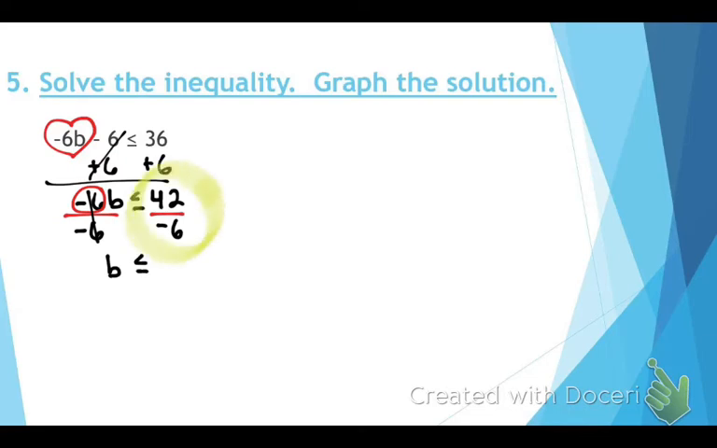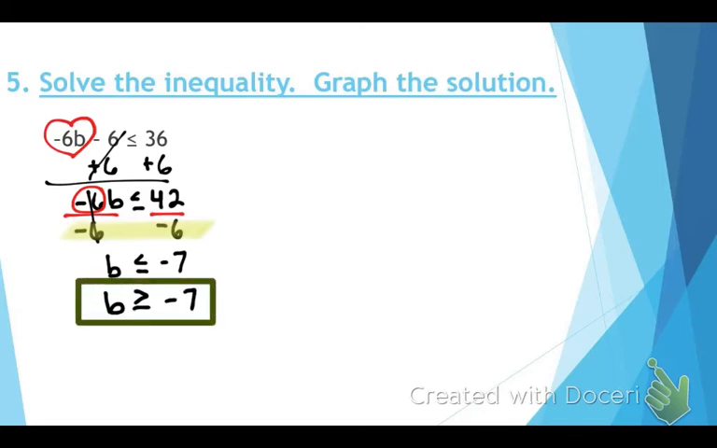Remember, once again, the even and odd rule. There's only one negative there, so my answer has to be negative. So the correct answer is b is less than or equal to -7. Should I flip my sign? Yes, the last thing we did was divide by a negative number on both sides, so I have to flip the sign. Once again, if your board doesn't look like mine, please erase it and fix it so that it looks correct.